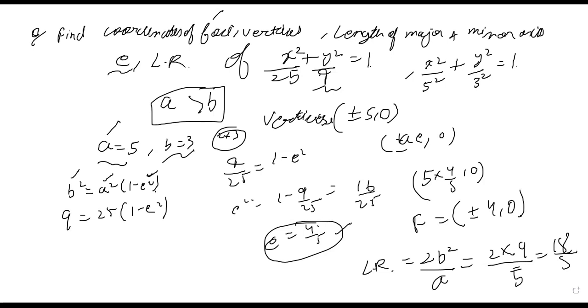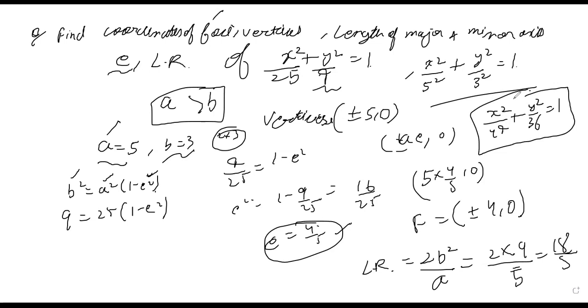Done. Okay, so this question will be your homework: x square by 49 plus y square by 36 equals to 1. You will get all these values: focus, vertices, length of major axis, minor axis, eccentricity, latus rectum for this ellipse. Okay, note this, then we will proceed to the next question.